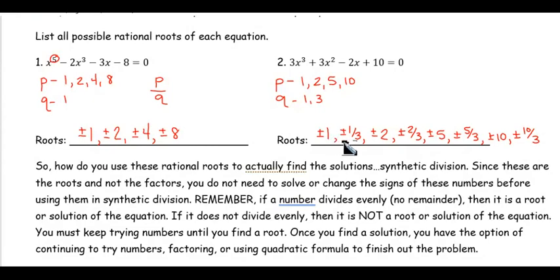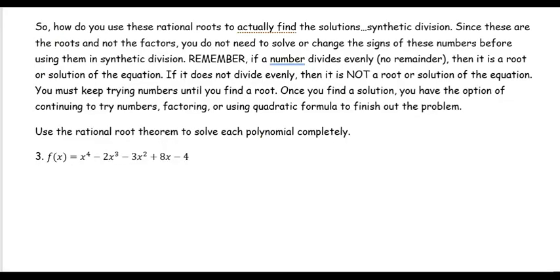Double check to make sure that you don't have any duplicates, any numbers that are written down twice. We don't. And make sure that all of your fractions are written in simplest form. So now that you know how to find the possible rational roots, what can you do with these?